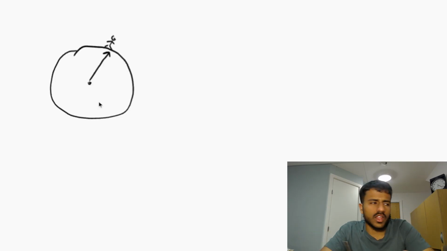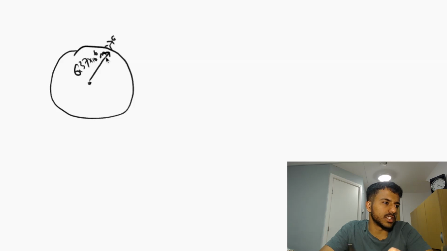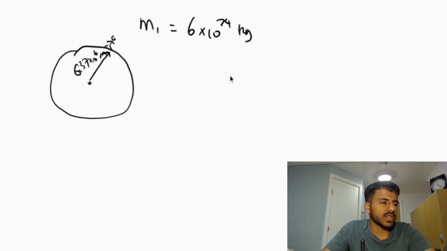So let's look at the gravitational force exerted by the Earth when a human is standing on the surface. Now the radius of the Earth has a value of roughly 6.37 times 10 to the 6 meters, and the mass of the Earth is equal to 6 times 10 to the 24 kilograms. And let's assume that our hypothetical human has a mass of around 70 kilos.